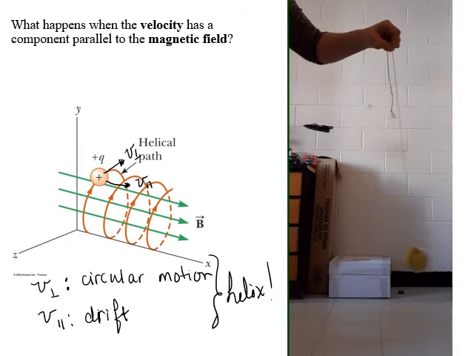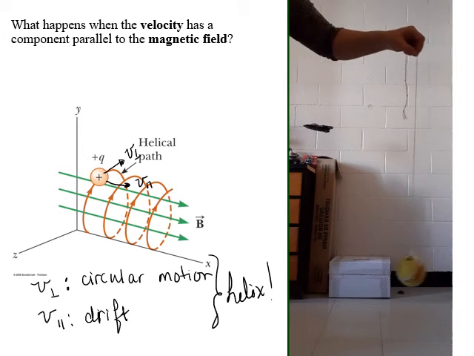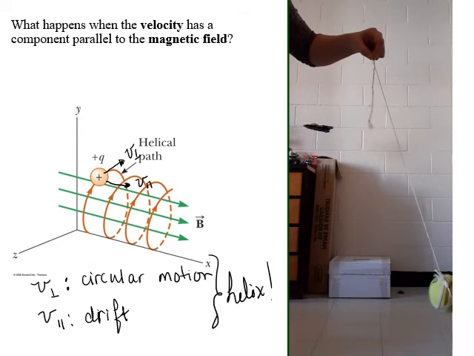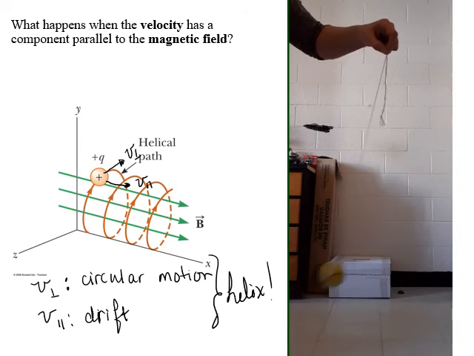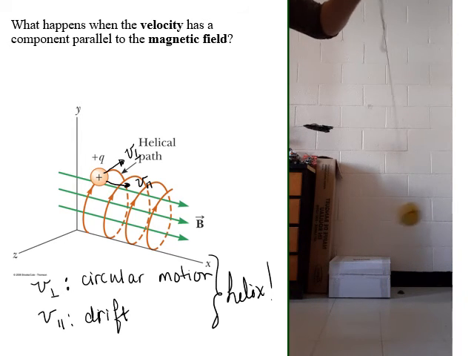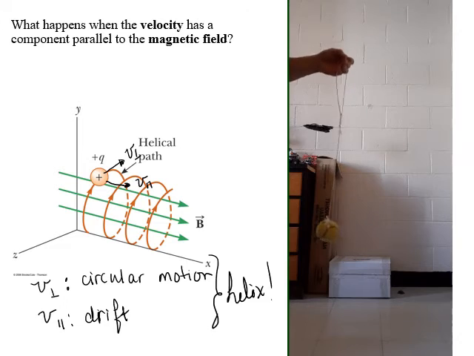But what if my velocity also had a component that's pointed up? I'd get the circular motion because I have a magnetic force pointed towards the center of the circle, but if I also had a component of velocity that pointed up, then my tennis ball would move up as it went in a circle. My resultant motion would actually be a helix.